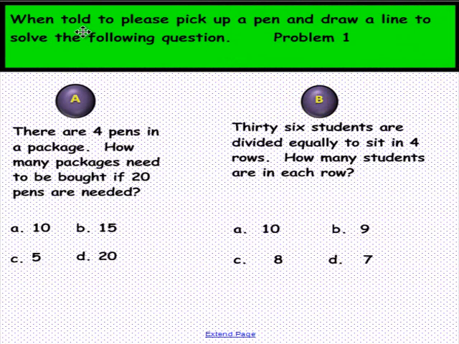Problem 1. When told to, please pick up a pen and draw a line to solve the following question. 2 parts, A and B. Let me read part A first. There are 4 pens in a package. How many packages need to be bought if 20 pens are needed? Part B. 36 students are divided equally to sit in 4 rows. How many students are in each row? Please pick up a pen to solve these problems.